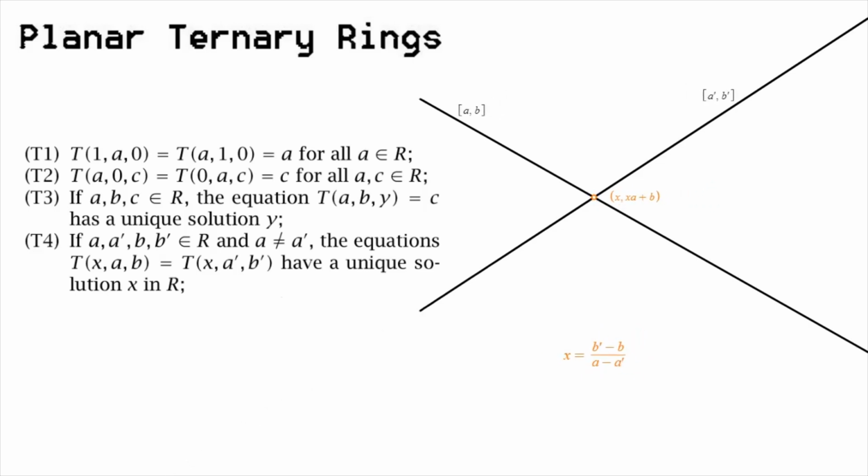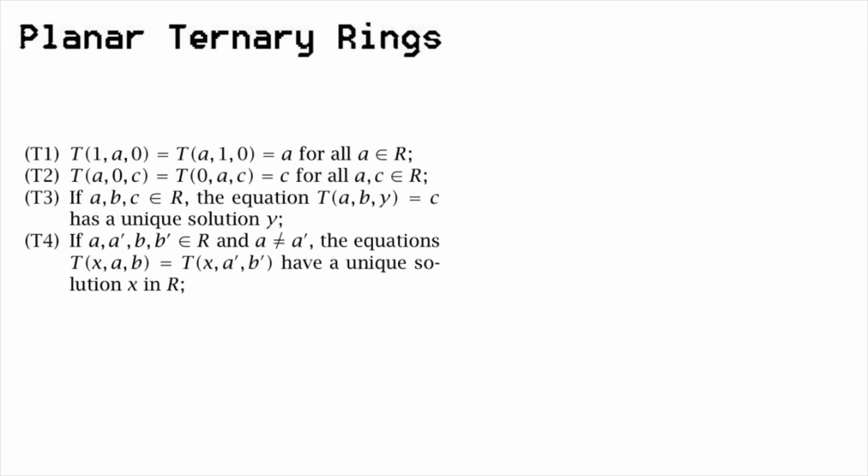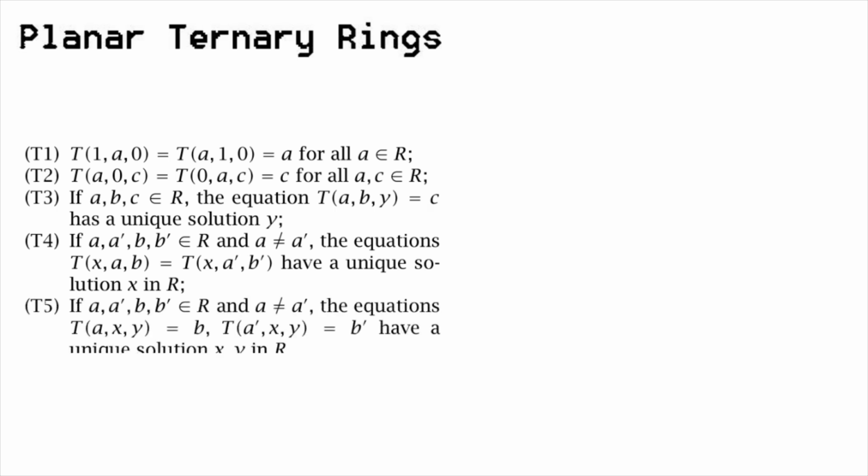You've probably already guessed it, but the fifth axiom follows the same trend. For all a', b, and b' in R, where a and a' are different, the equations T(a, x, y) equals b and T(a', x, y) equals b' have a unique solution (x, y) in R.